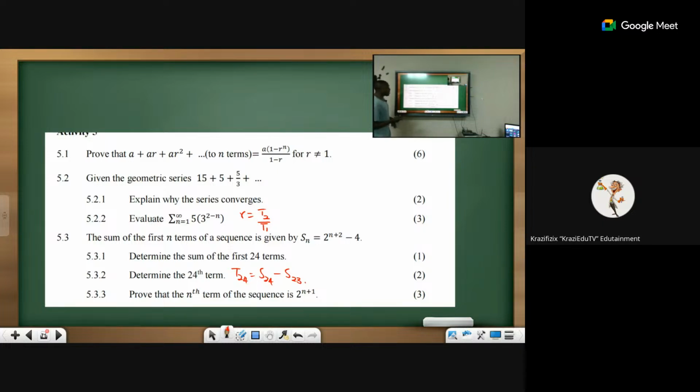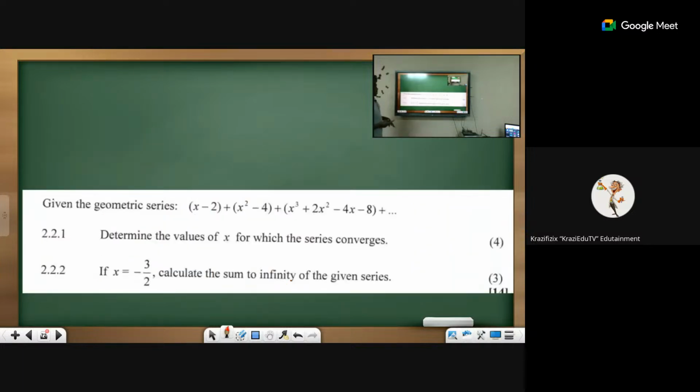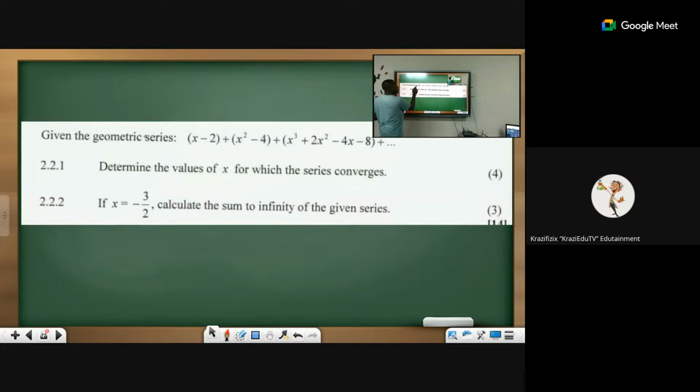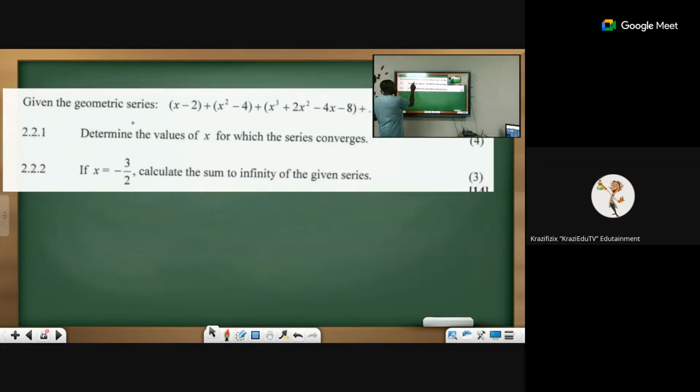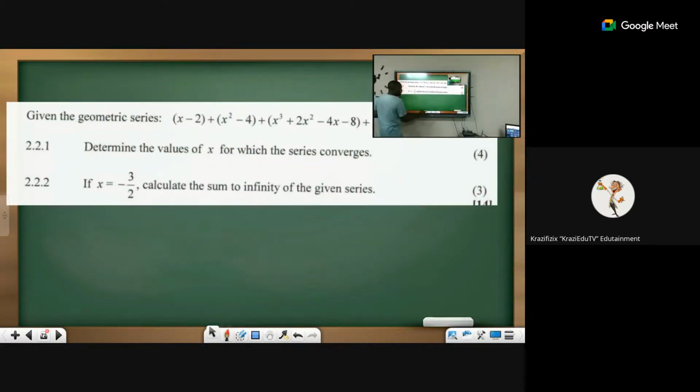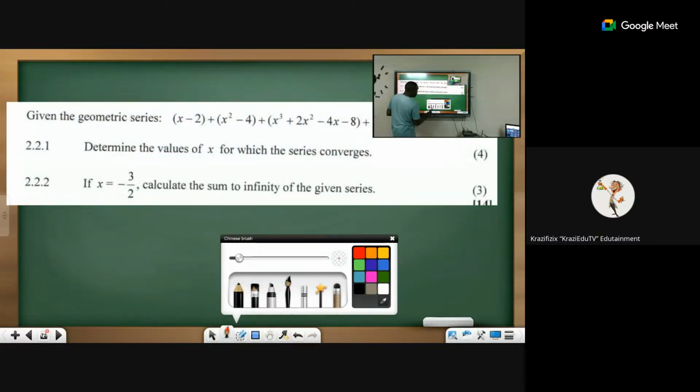Let's just take 5. Number 3. Oh, sweet one. I love this one. Given the geometric sequence, can I do this one quickly, please? Let's do this one. I was looking for something like this. Let's do this one together. Determine the value of x. This is very important that I do. For which the series would what? Converge. What is your rule for convergence?